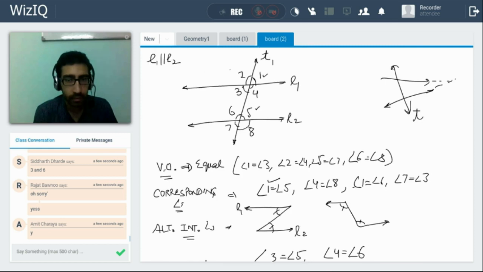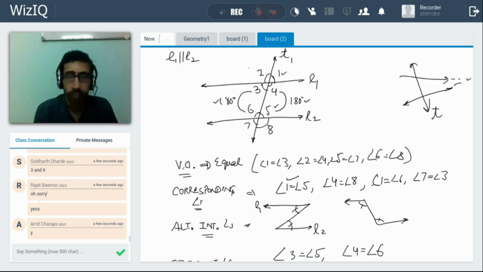This is a supplementary pair, 4 and 5. Similarly, 3 and 6 is a supplementary pair. Their sum is 180. You will find a lot of such questions, a lot of questions where you need to use this. We'll see a few questions today where this is important. So I hope you remember.